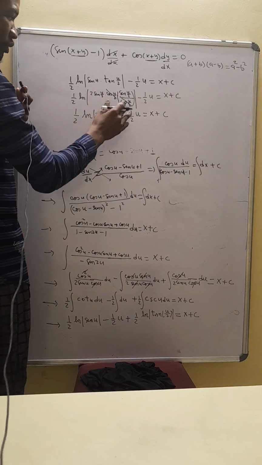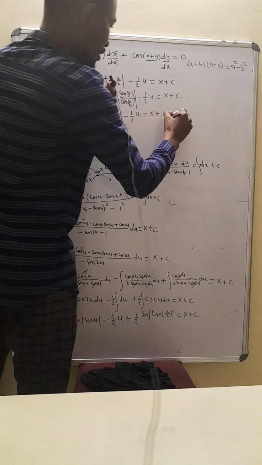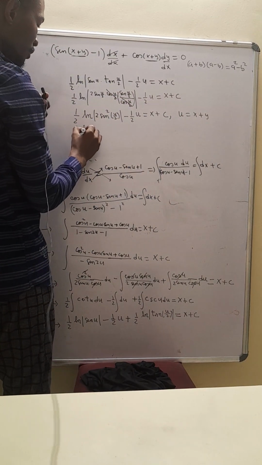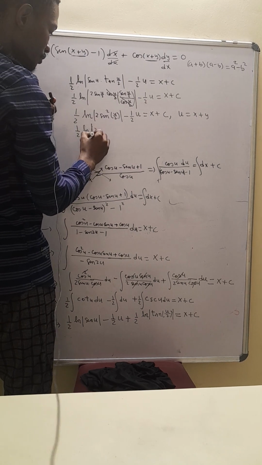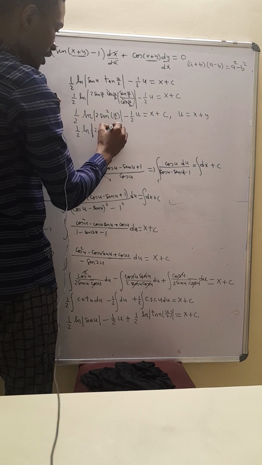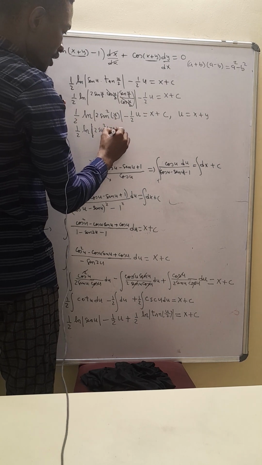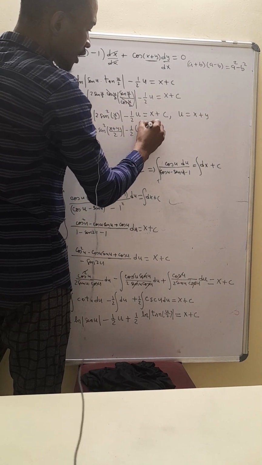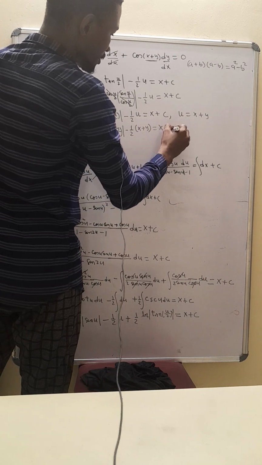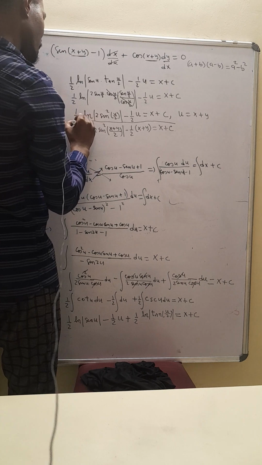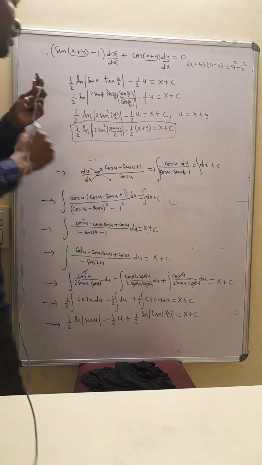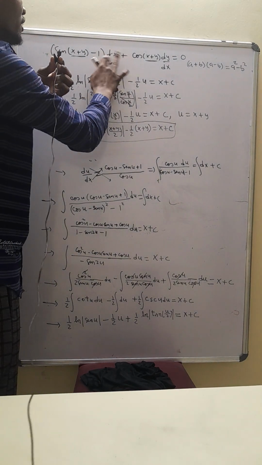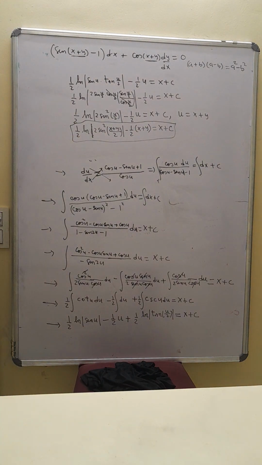Now you can just put what your u is there. U is equal to x plus y. So it will be 1 by 2 ln of 2 sin square of (x plus y) upon 2, minus 1 by 2 (x plus y), equal to x plus c. This is the solution for this differential equation.